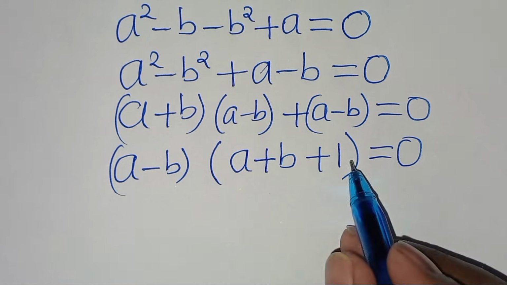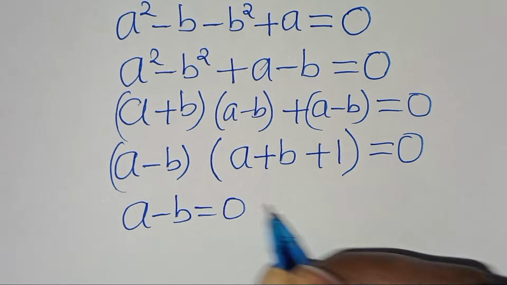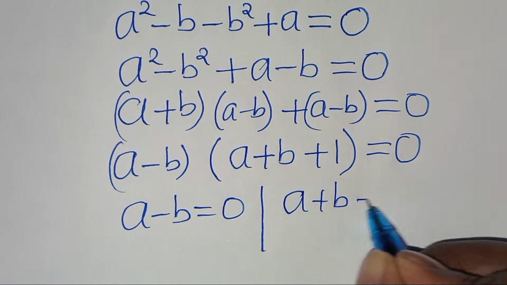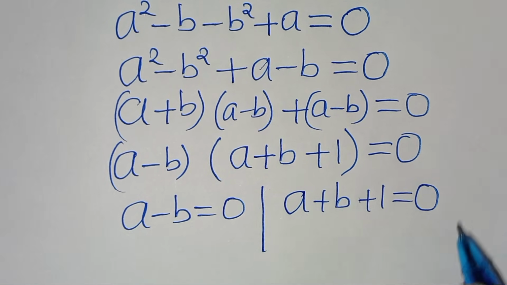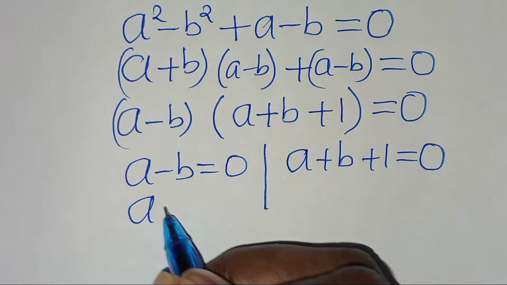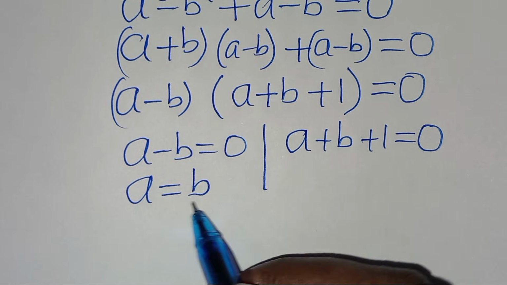We have two parts here. The first part is a minus b, this is equal to 0, and the second part is a plus b plus 1, this is equal to 0. From the first part, a is equal to b.